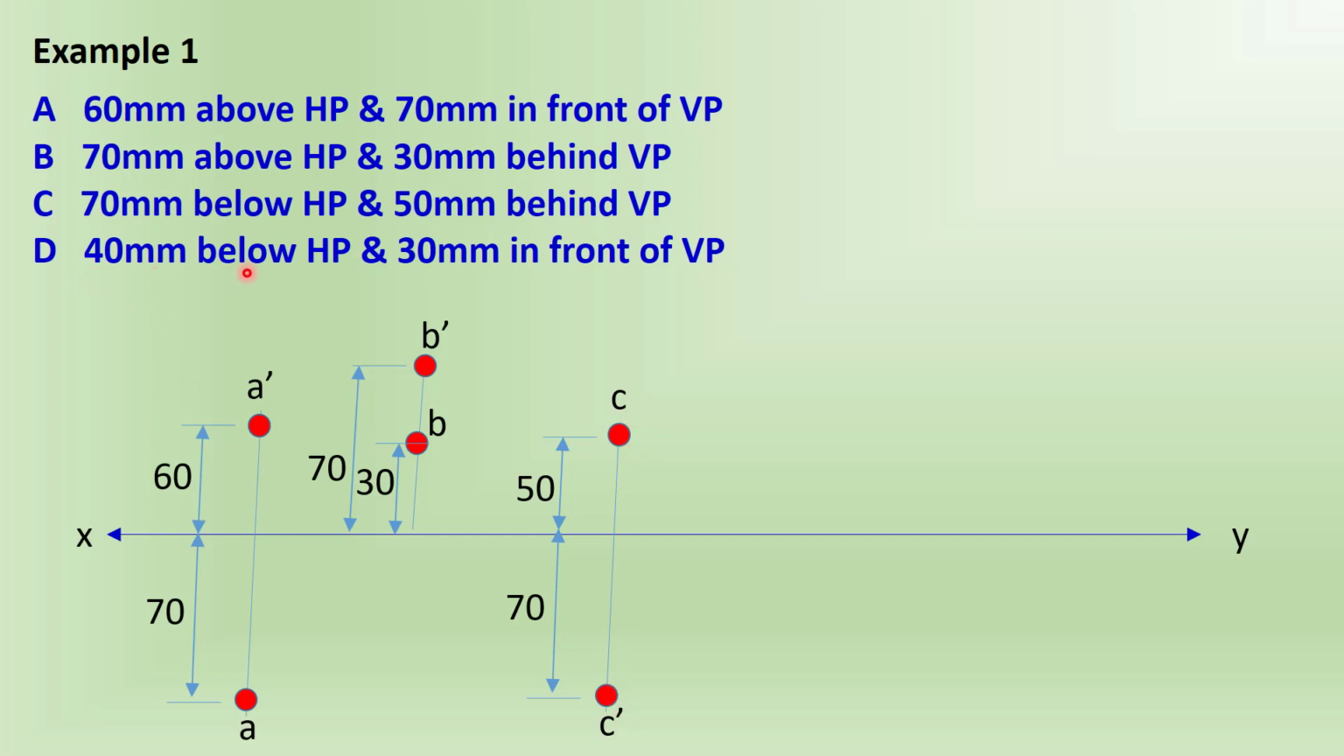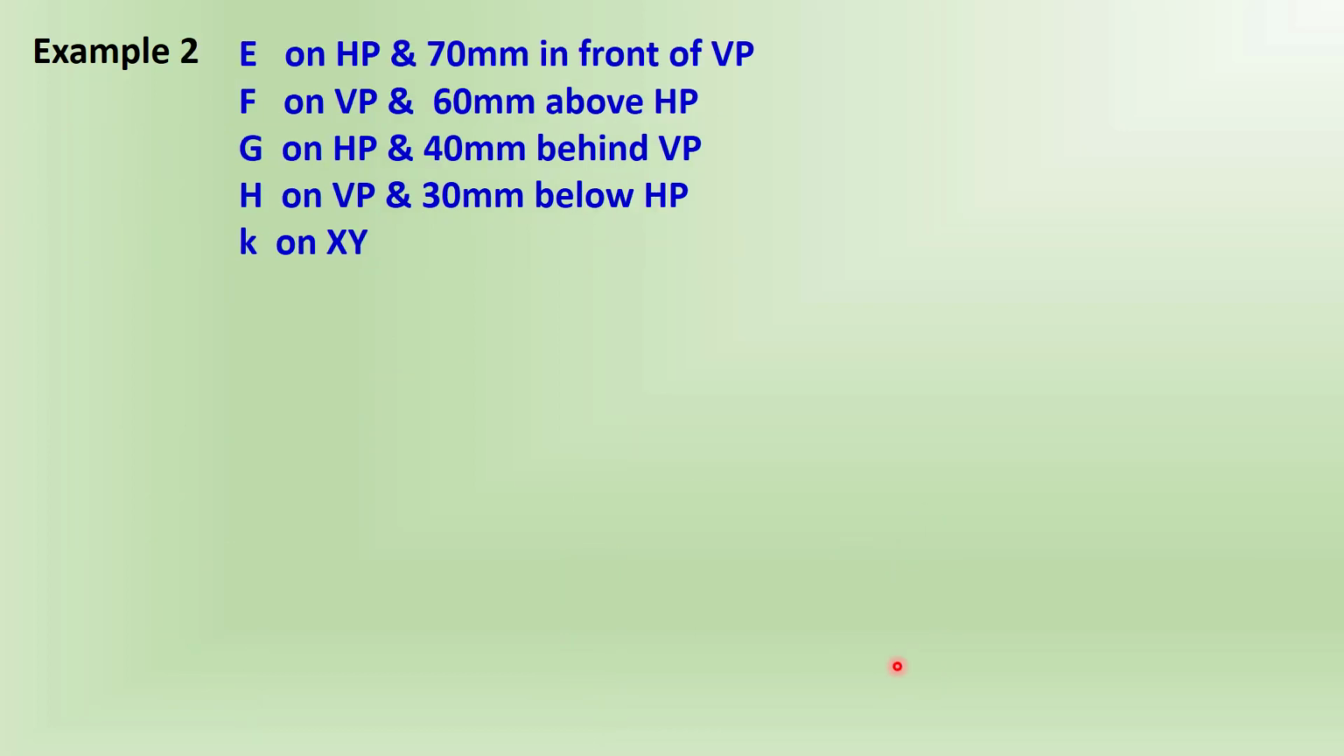Next, 40 mm below HP, elevation. Elevation is 40 mm below XY. In front of VP, plan is also below XY, and it is 30 mm. See, plan is 30 mm below XY and elevation is 40 mm below XY line. Understood? Okay, now let us take the second example.